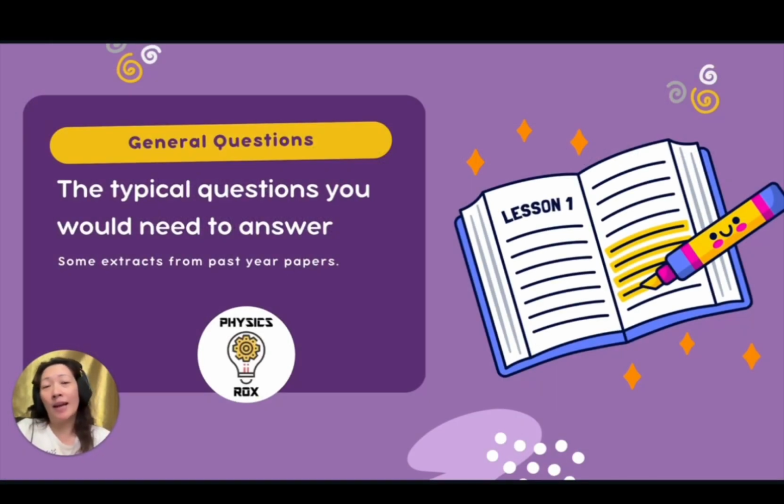Now let's go through generally the typical questions you would need to answer. So what we'll be looking at in the next few slides are some extracts from past year papers. So we're not going to go through the entire question, nor are we going to go through the answers in detail. We're going to look at some of the typical kind of questions that you would need to answer.